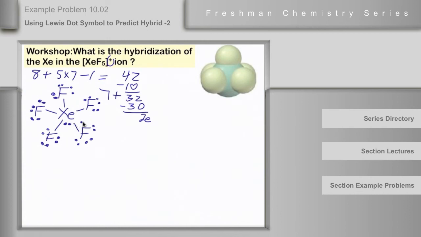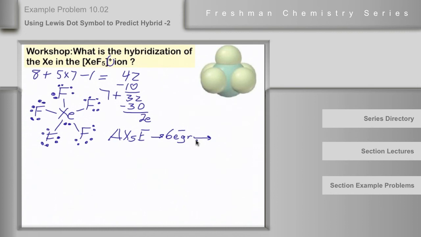Who could tell me what the shape class is of this ion? Anybody? AX5E. Excellent, excellent. AX5E. And how many electron groups are there? I hear 6, and I hear right. Okay, but I don't hear very many people saying 6. 1, 2, 3, 4, 5, 6. 6 electron groups.